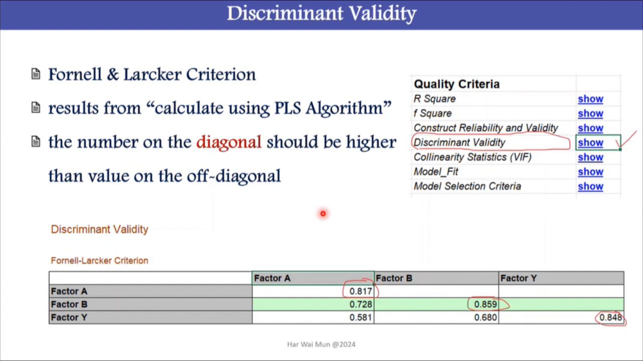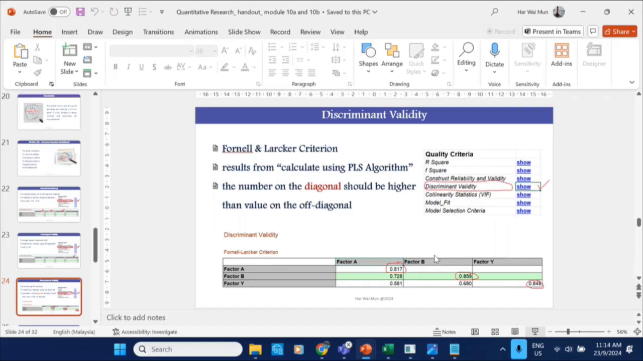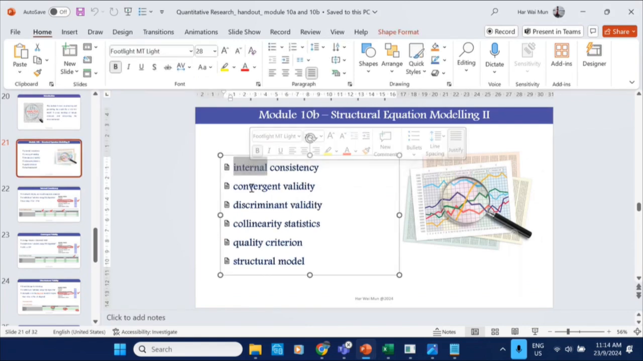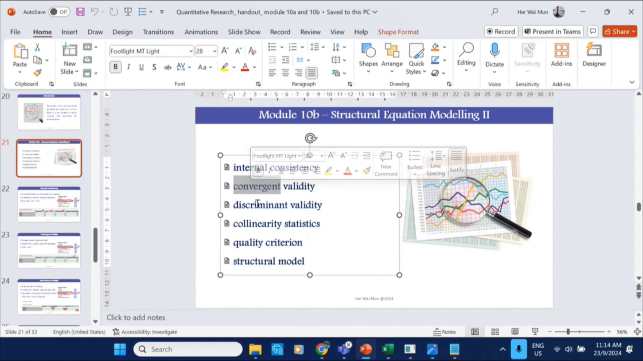Okay, so there's the interpretation. So the number on the diagonal should be higher than the others, right? So that's simple, right? This one is just like a prerequisite. So you have to do all these diagnostic prerequisite tests first before you go to interpret the path modeling. Okay, so also good. We have internal consistency, convergent validity, discriminant validity.